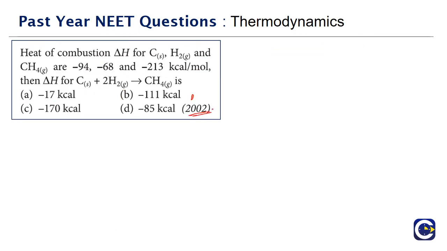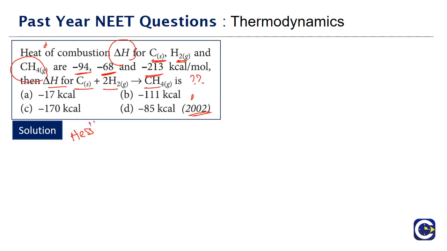Next, we have another question that has come in the year 2002. The heats of combustion of carbon solid and hydrogen gas are minus 94 and minus 68, and for methane it is minus 213. These are the heat of combustion values. Then we need to find the delta H for the reaction carbon solid plus 2 hydrogen gas gives CH4. It's a question based on the application of Hess law.